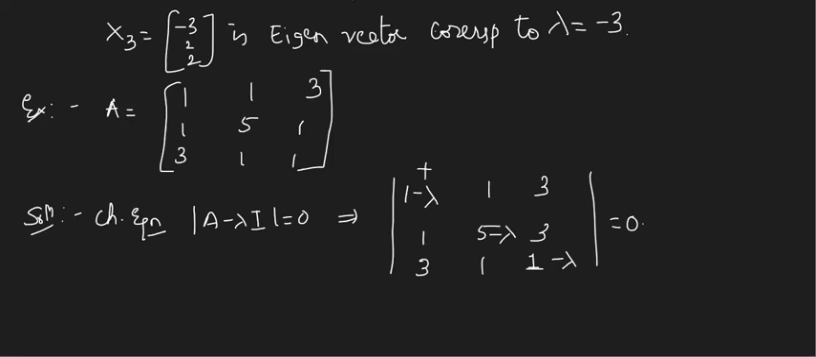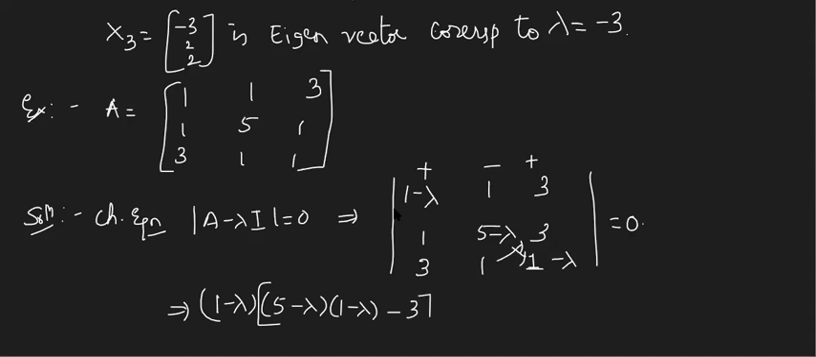Expand it by any row or any column. Here I will not go for anything; I'll go for the first row only. Expand it. See, here it is a little typical. 1 minus lambda into, just multiply, 5 minus lambda into 1 minus lambda. See, product of these two minus product of these two. What is 3 into 1? Isn't it 3?